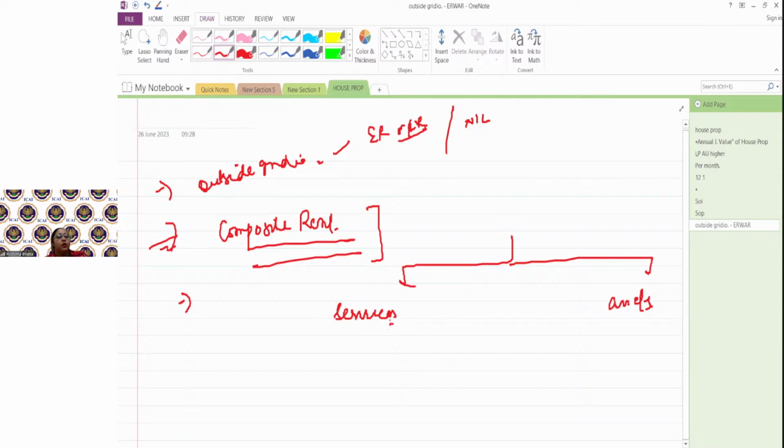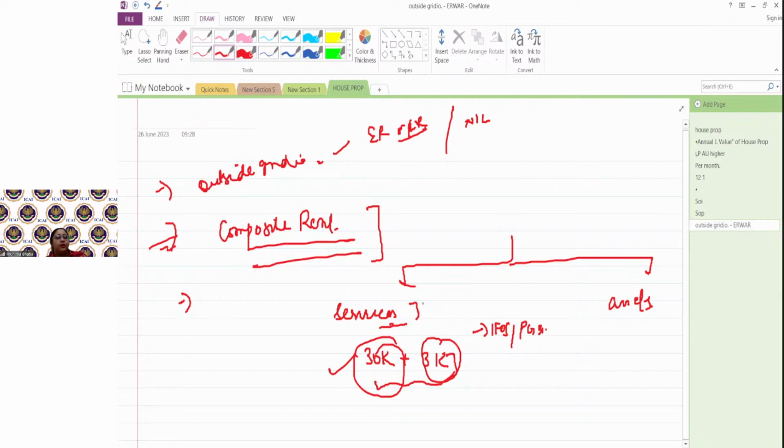Services matlab that along with rent I am paying to the landlord a certain component of maintenance charges, a certain component of lift charges, guard, parking, whatever, those charges. So suppose the rent is 30K and another charges which we are receiving is 3K per month. Now, what would you take as your actual rent, which would be 30? This 3,000 would go under your income from other sources or your income from PGBP as the case may be.